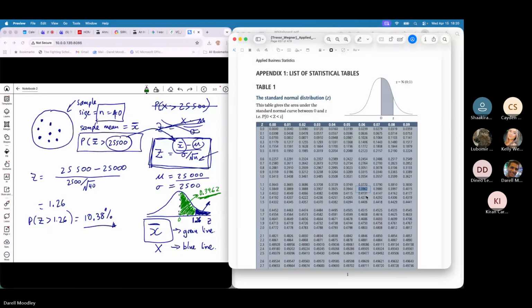Then the blue area is just the remaining area of 50%. So if you want this value, it's going to be 50% minus this value here, which is 39.62%. What does it give you? Let me check my calculator. Maybe someone else can do it faster than me. 0.5 minus 0.3962 is 10.38. Danae, does that make sense? Yes, it does. Thank you. No problem.